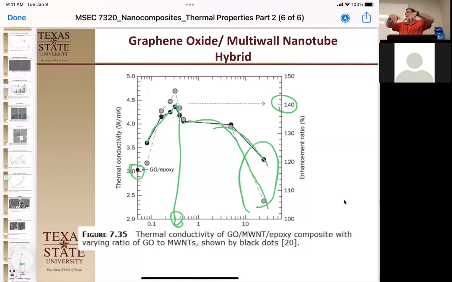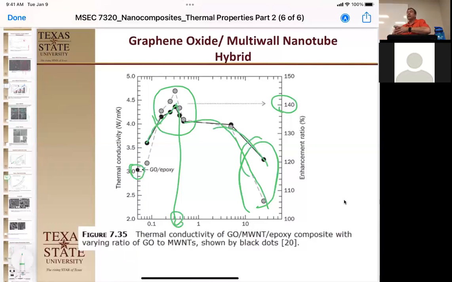How are you going to get all the holes and pockets in between there just by infusing it with an epoxy? That's kind of hard to do. So I think that they might have that happening in this. So again, a moderate ratio of graphene oxide to multi-walled carbon nanotubes is important.